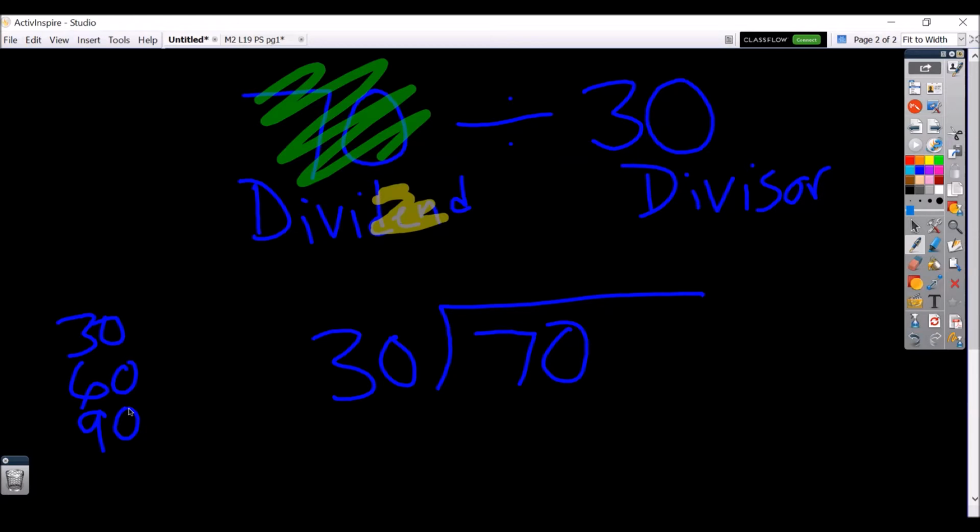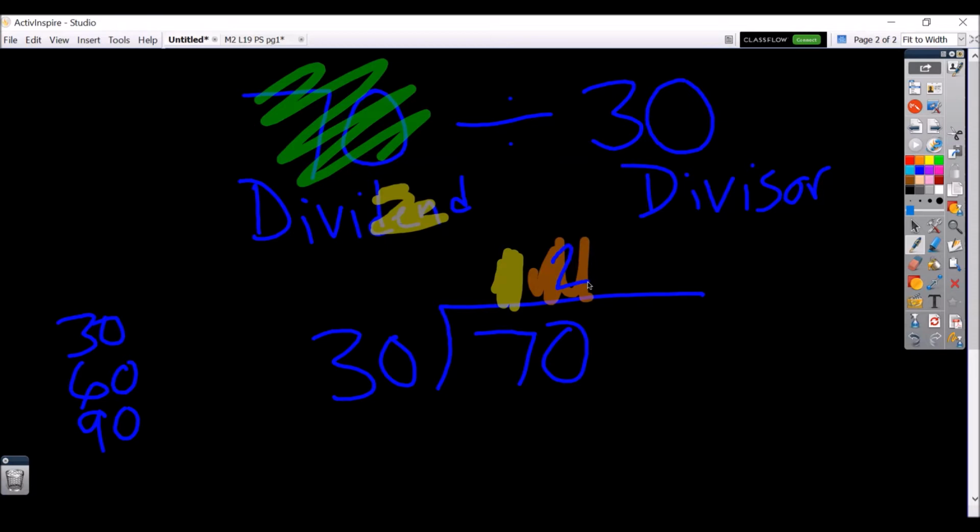So how many 30s can we take out of 70? Yeah, that's 2 30s. So where do we put the 2? Well, I think we all remember that the answer, the quotient part, goes up on the top. But which place do we do it? Do we do it in this place, or do we do it in this place? Well, where does the number 70 end? That would be in the orange highlighted spot. So that's where we're doing it. We're saying 30 can go into 70 2 times.